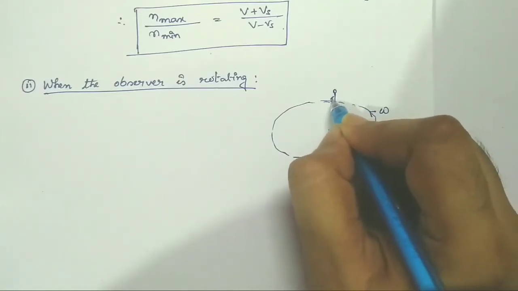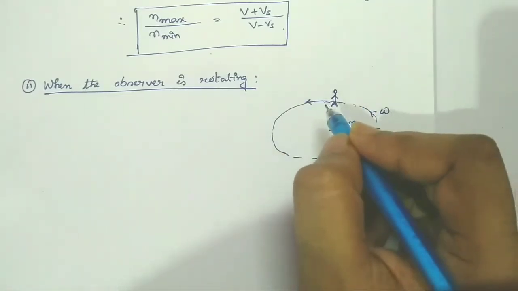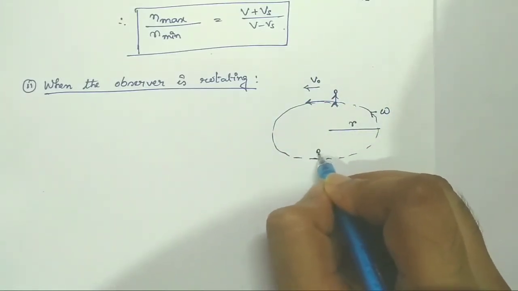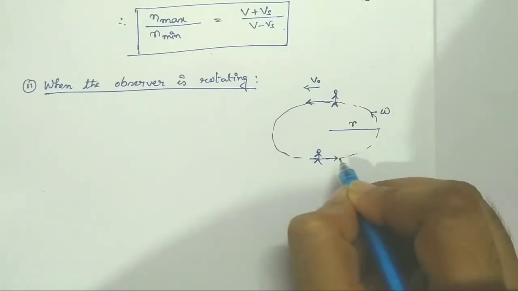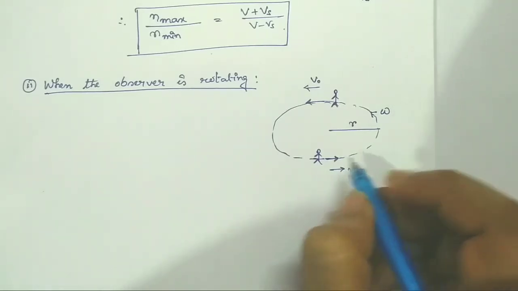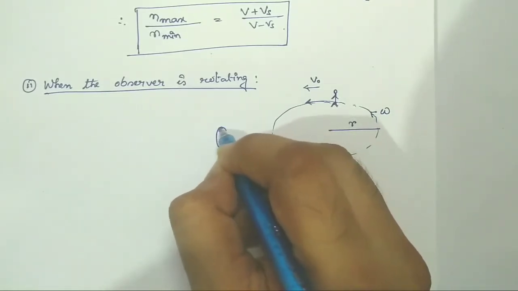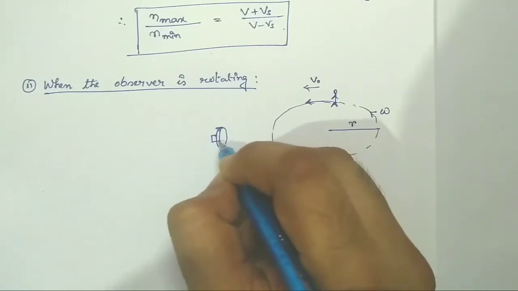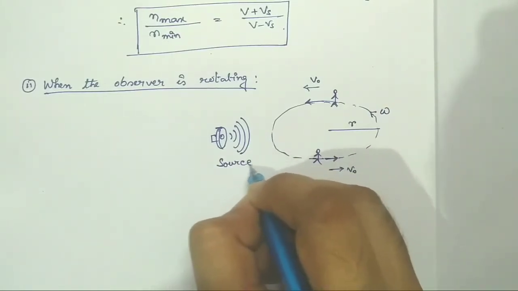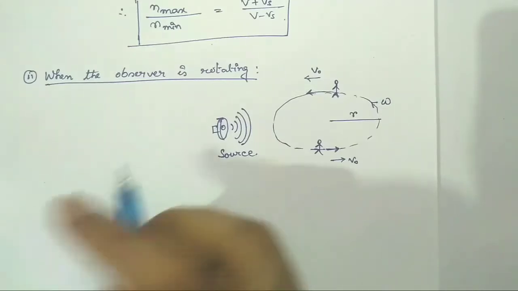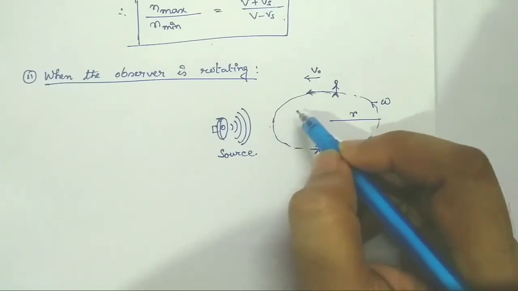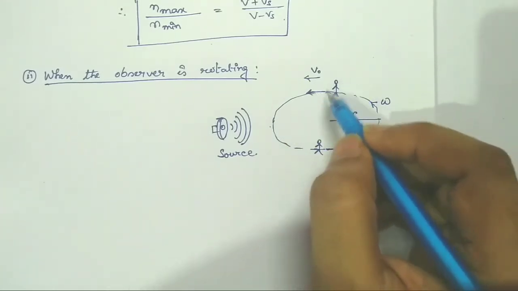This is my observer moving along this path, in this direction, and its velocity is given by VO. And this is the source, the sound source emitting sound of a fixed frequency. Now see, when the observer is moving in this direction, that is towards the source, the apparent frequency heard by the observer will be maximum.